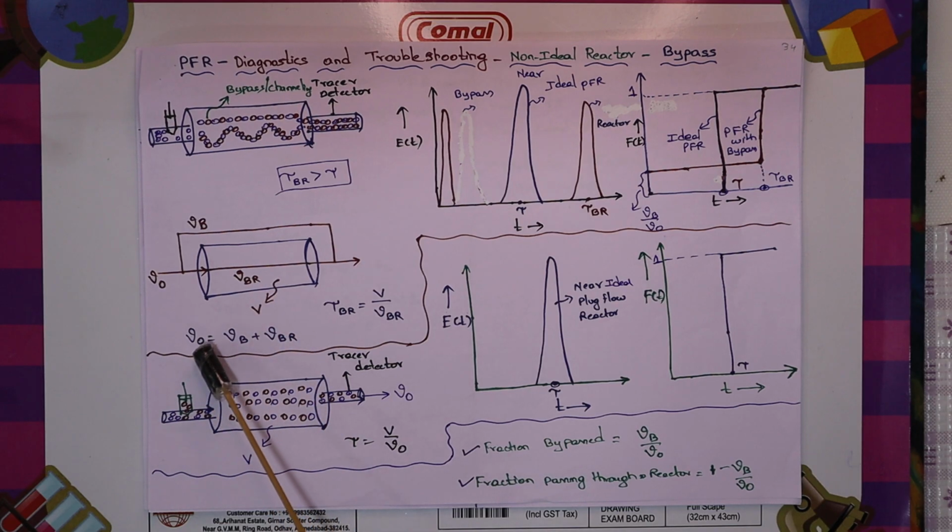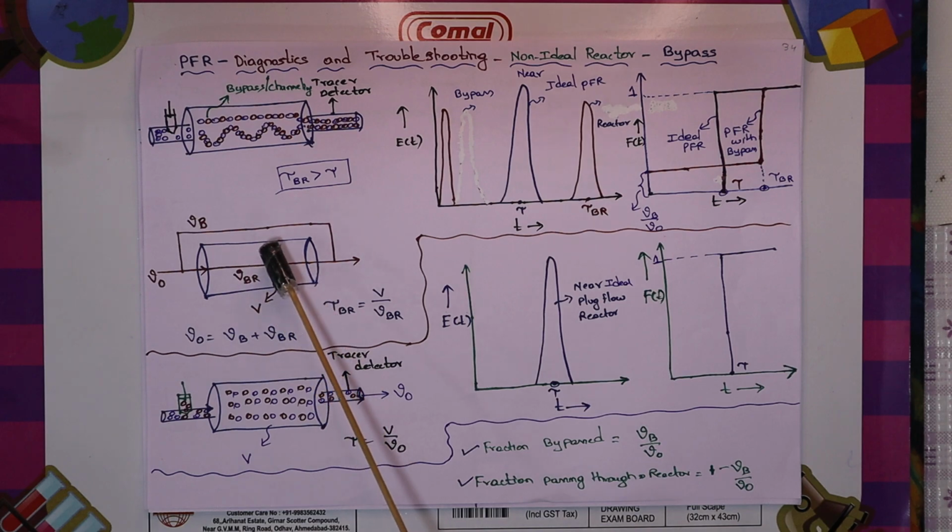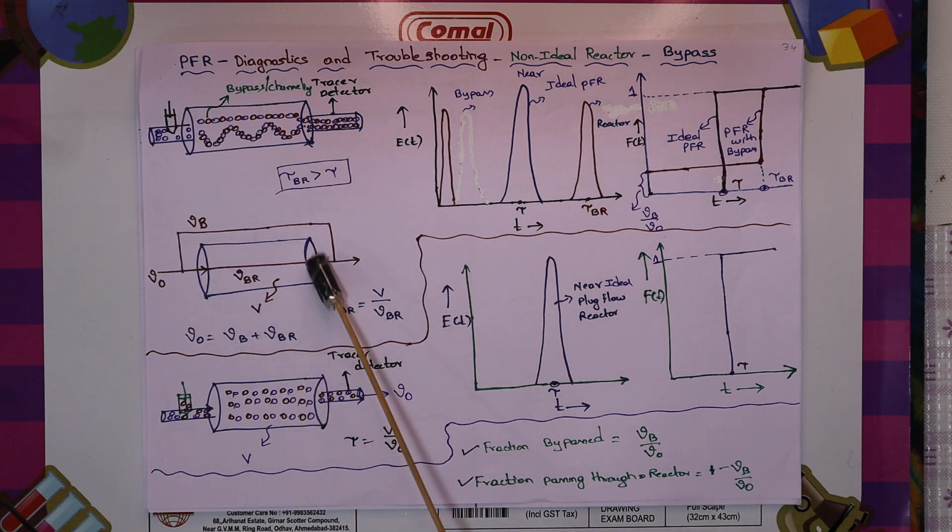So the total volumetric flow rate is a contribution from the two: the volumetric flow rate which is bypassing, plus the volumetric flow rate that has gone through the reactor. Then what is the space time of the reactor? The actual reactor space time is tau BR, for the reactor which has the bypassing problem. It is represented by tau BR, which is the total volume of the reactor divided by the volumetric flow rate that is entering through the reactor, which contributed to the conversion.